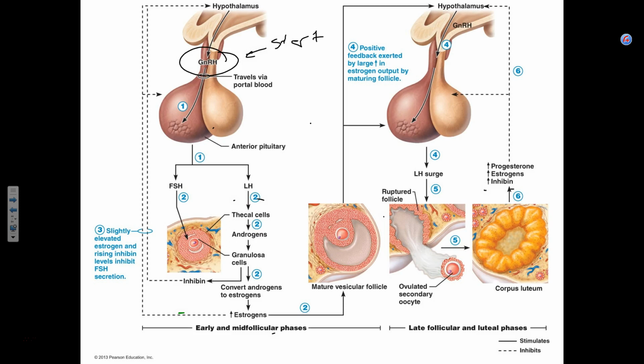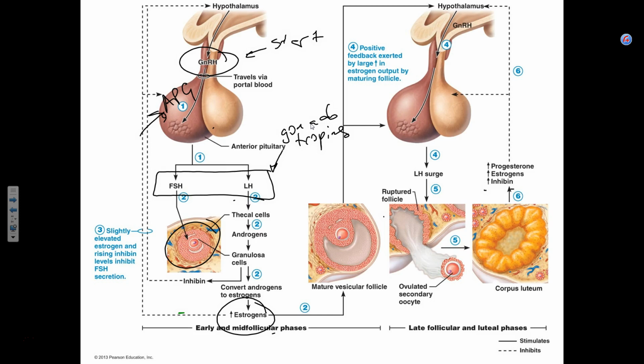Which gland does it act upon? Anterior pituitary. Which produces which two hormones? FSH and LH. What's the function of FSH? Stimulate follicular growth. What's the function of LH? Act on the thecal cells, which eventually produce estrogen.